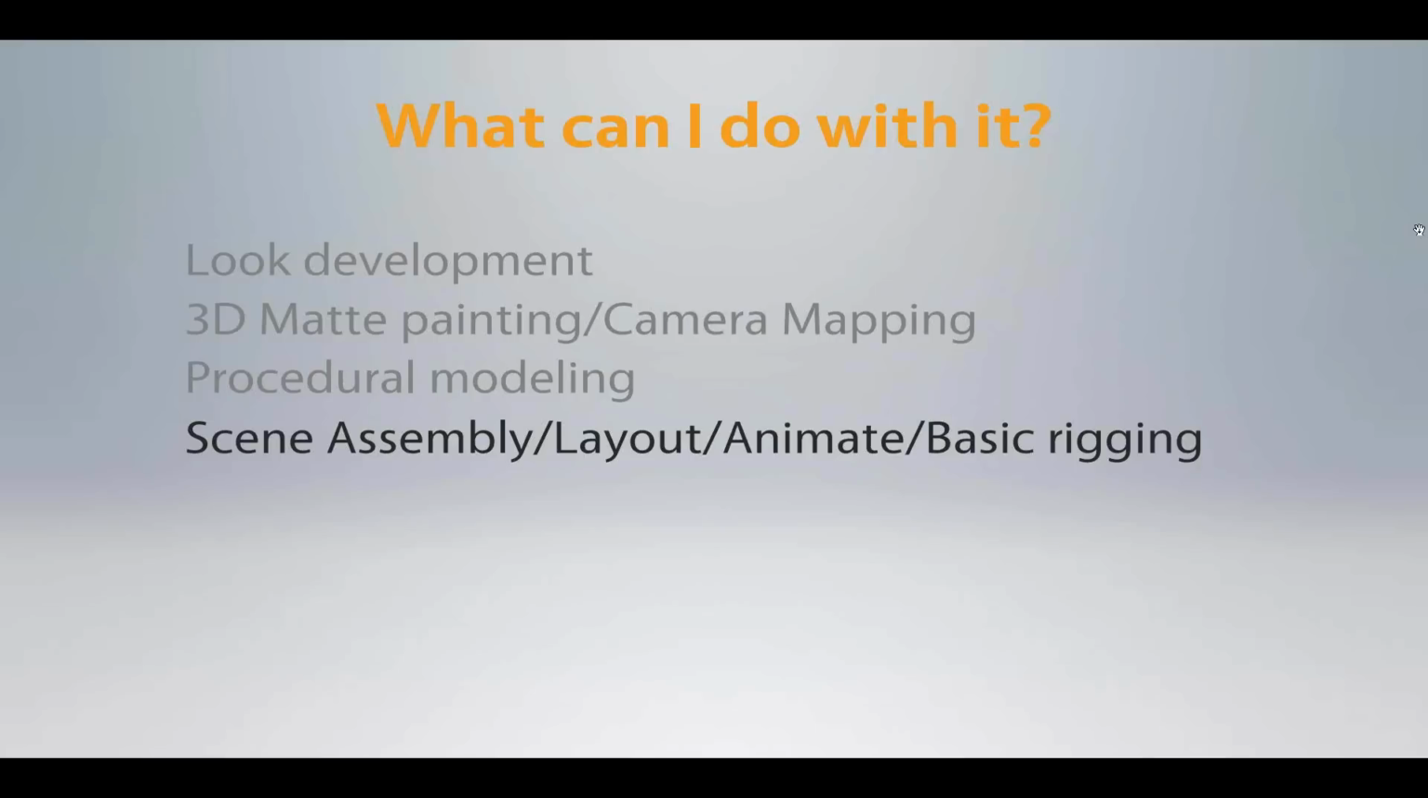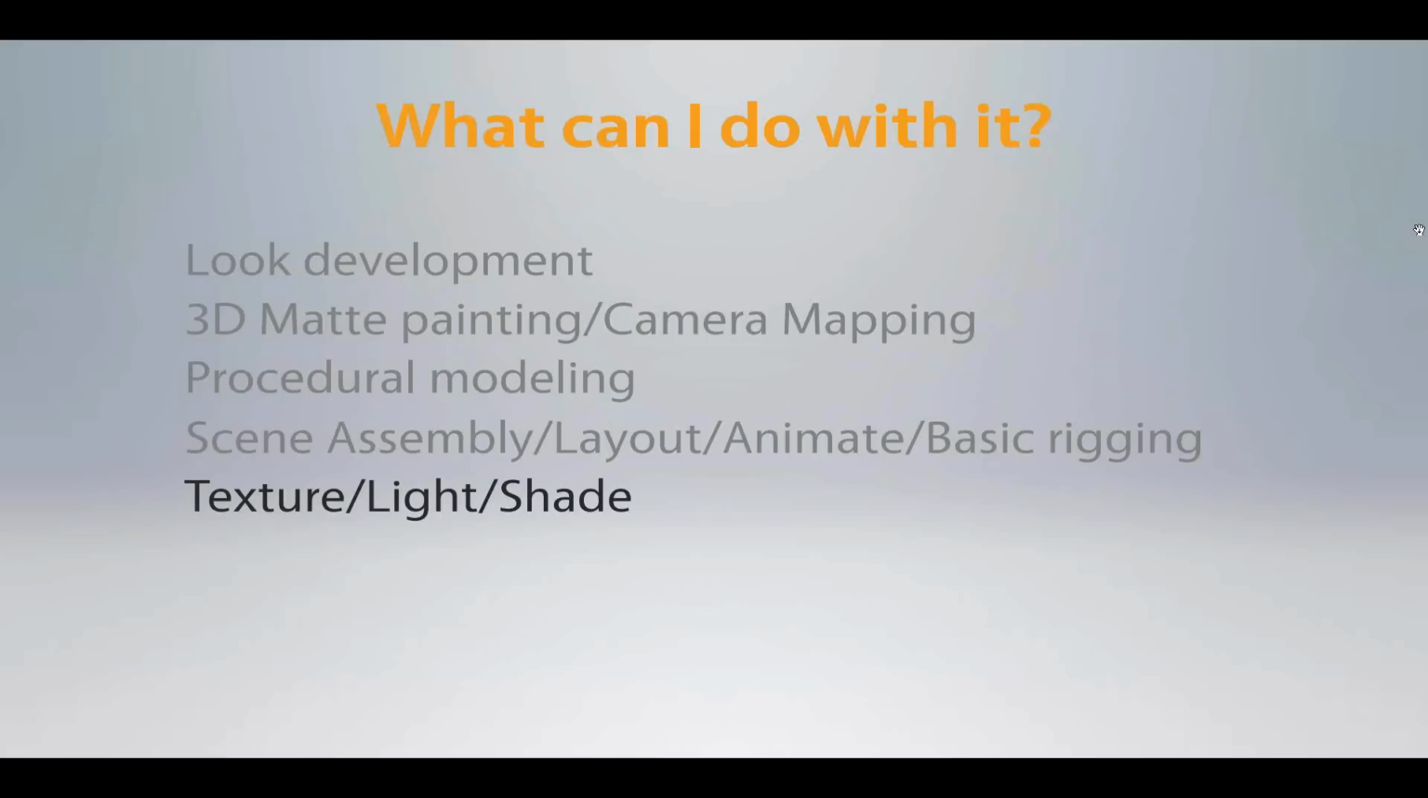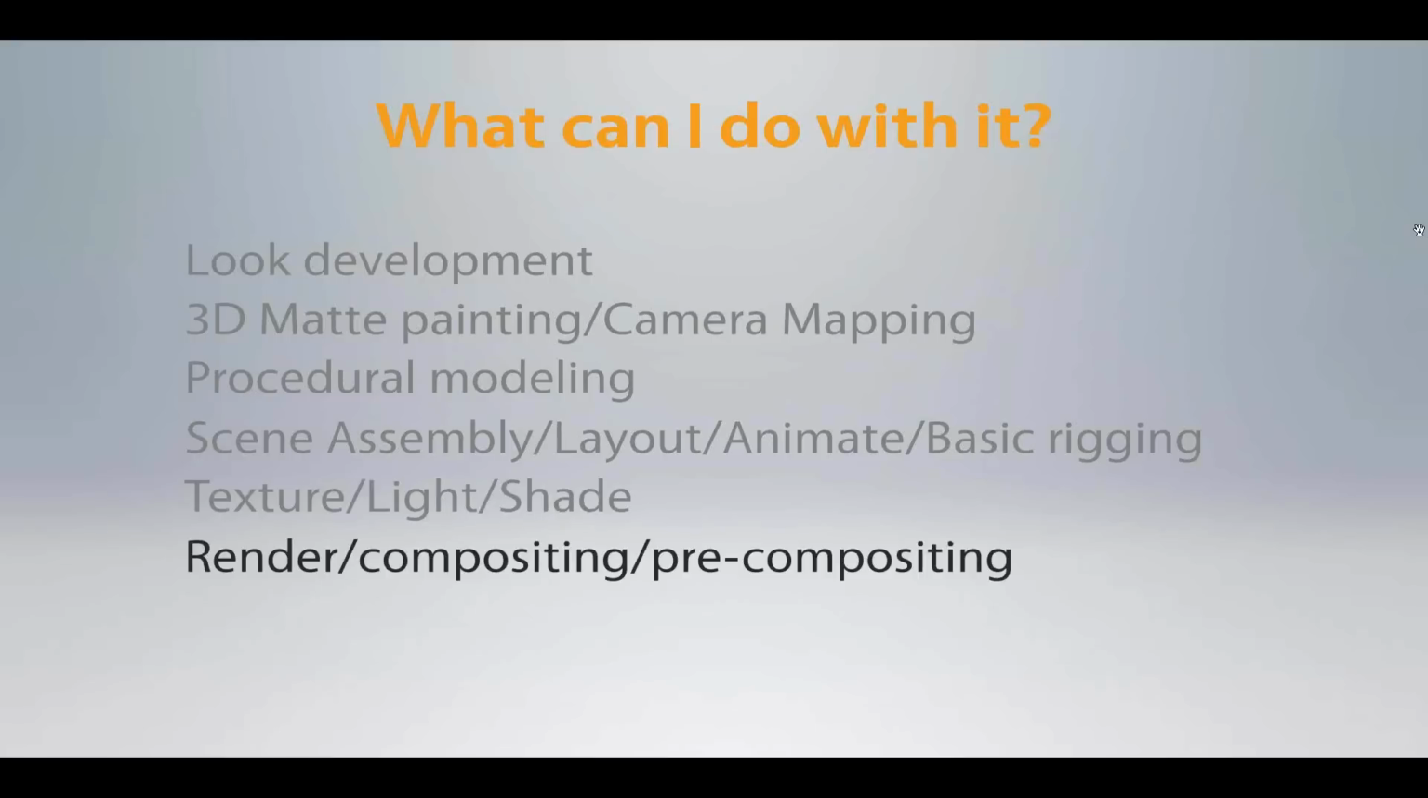You can also do scene assembly, layout, animate, and basic rigging. By basic rigging, I mean stuff like rigid vehicles, for example, a robot, but you cannot animate, for example, a skinned character in the present state. You can also texture, light, and shade, render, compositing, and do pre-compositing.